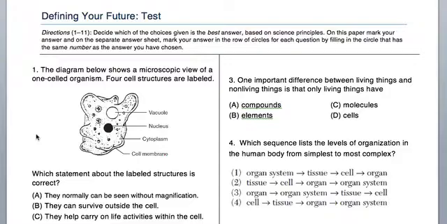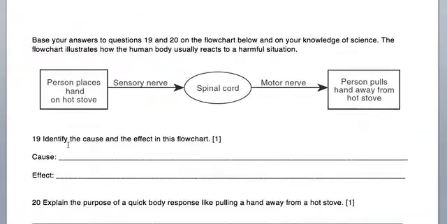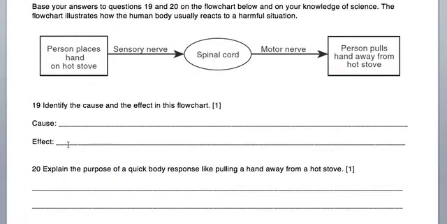So I'm going to be mostly talking about the short responses because that's where I saw a lot of the issue. Now, let's talk about questions 19 and 20. I'm going to walk you through how I would do it if I was a student, and then I'm going to show you the biggest mistakes made. So base your answers on 19 and 20 on the flowchart below and on your knowledge of science. The flowchart illustrates how the human body usually reacts to a harmful situation.